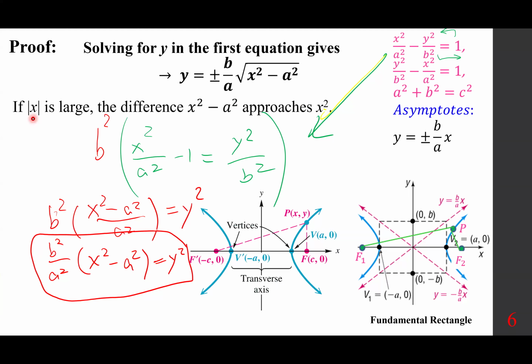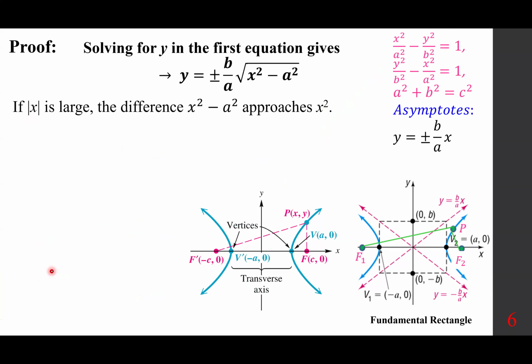If the absolute value of x is large, the difference x squared minus a squared approaches x squared. I want to make sure we understand the concept of asymptote and how we arrive at this. So I want to prove the asymptote. What happens if x gets larger and larger and larger? That's the idea behind the asymptotes as x approaches infinity. No matter how big this number is, a squared compared to x squared is nothing. For all practical purposes, it goes away. So you have plus or minus b over a times the square root of x squared, which comes out as x, and it gives rise to the equation of the asymptote. This is the definition. When the absolute value of x gets larger, that means x approaches either infinity or negative infinity, which means ultimately the graph runs along the line. Okay, that's the idea behind the asymptote.